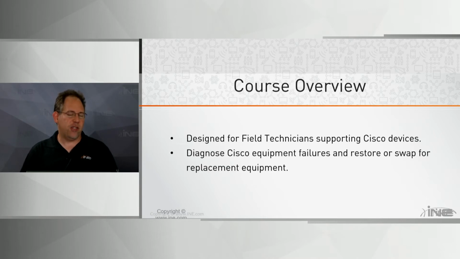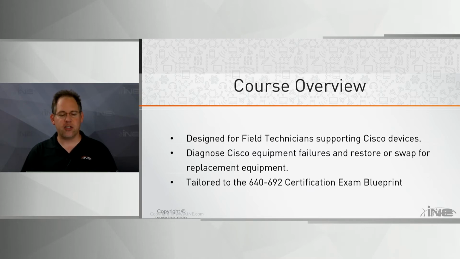So the stated objective of the CCT is really to diagnose Cisco equipment failures and restore or swap that equipment for replacement equipment. Now, once you've taken all the videos and you feel confident, you can go out and pursue the 640-692 exam, which will give you the CCT specialization. Let me talk just a little bit about this in more detail as far as what topics are included on the test and that I'll be talking about in the next series of videos coming up.